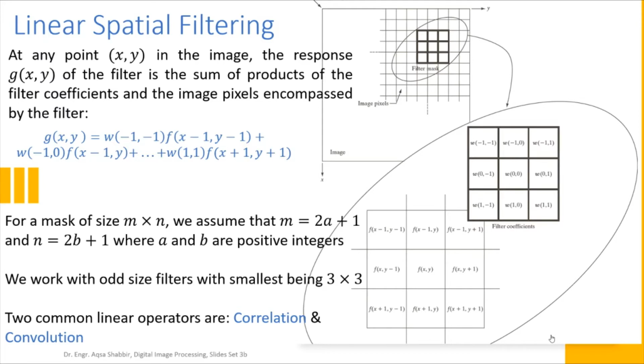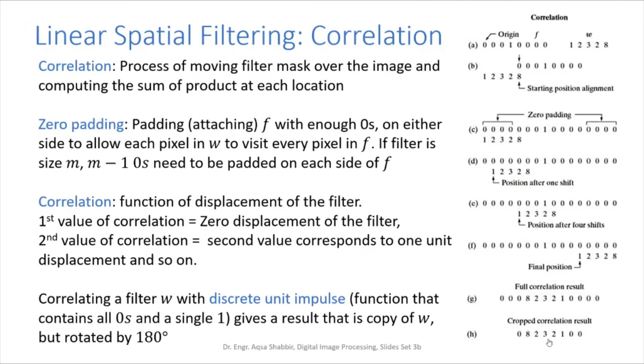Now, there are two common linear operators which help in computing the sum of products of the filter coefficients and the image pixels, and these are correlation and convolution. Correlation is the process of moving a filter mask over the image and computing the sum of products at each location. The best way of understanding the process of correlation is through an example. Therefore, we begin with a one-dimensional illustration.